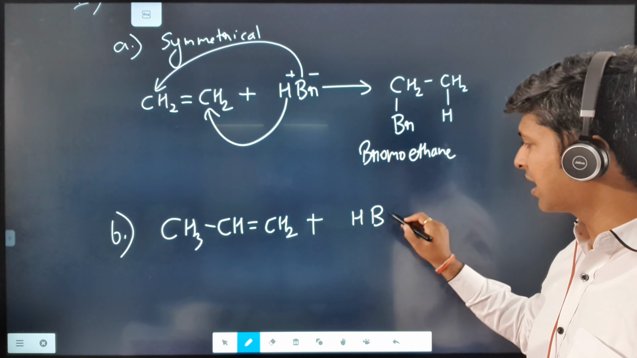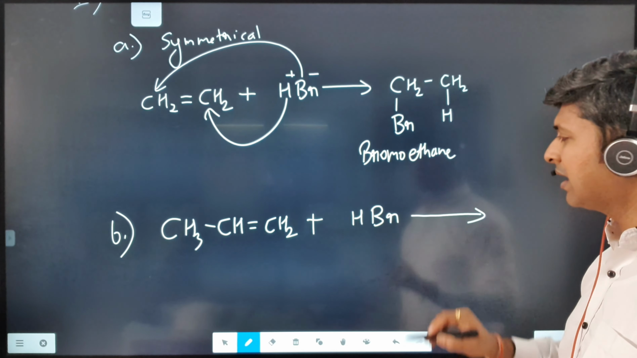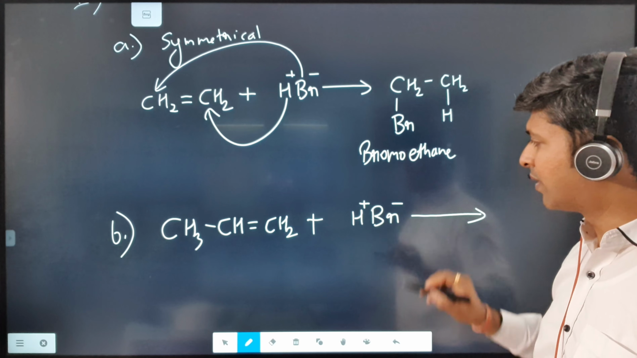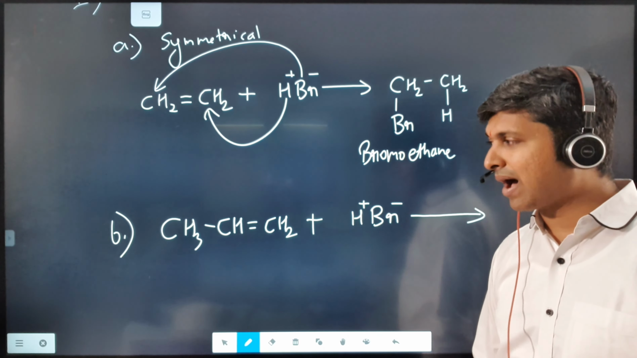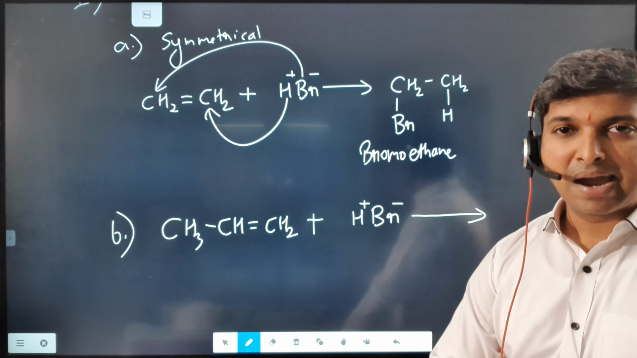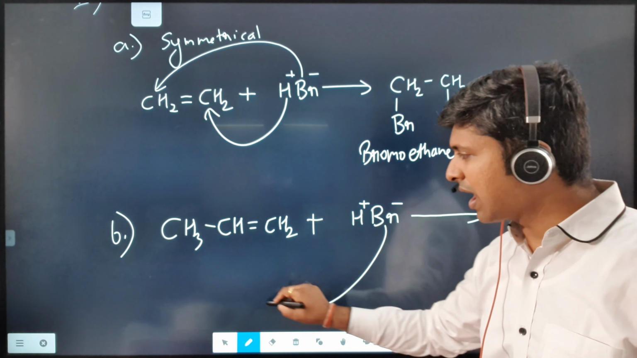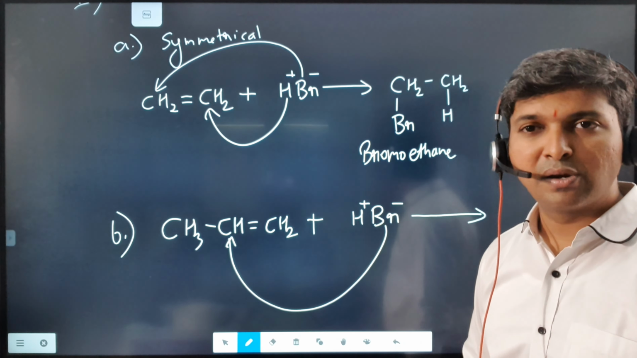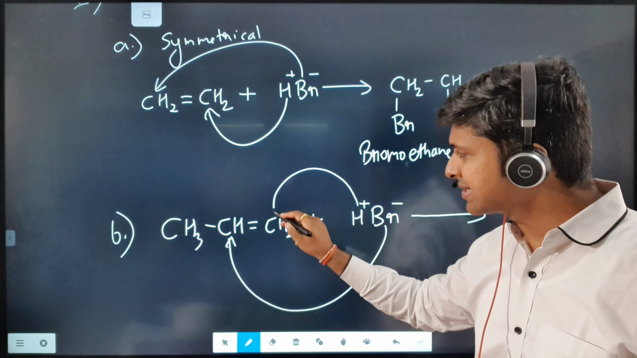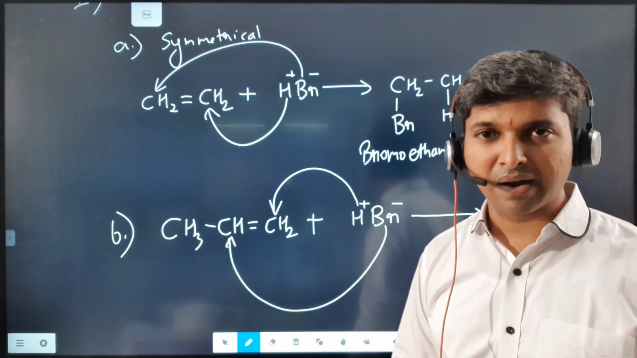Let's add HBr once again. So HBr will follow a rule. What is the rule? The rule is Markovnikov's rule, and it says that the negative part gets attached to the carbon having the least number of hydrogen atoms and the positive part gets attached to the carbon having the most number of hydrogen atoms.